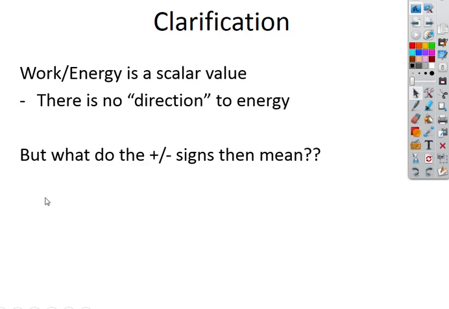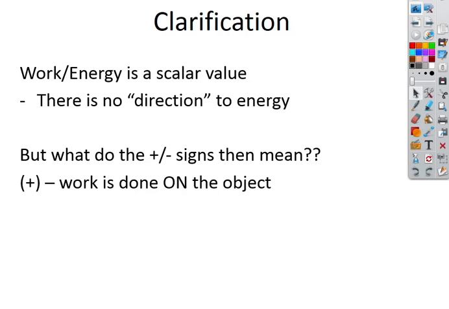So, what do we mean by the positive and negative signs? Because we actually do want to use them. We need them. It's going to be very important in our large work energy theorem formula. And so what do they mean? When we say something has positive work, that means the work is being done on the object or the system. All right? You are increasing the energy of the system or the object.